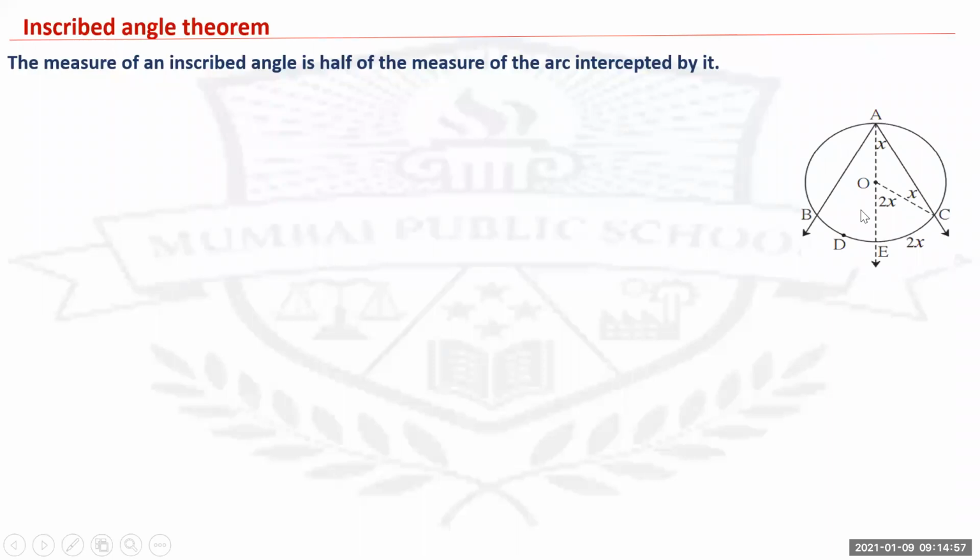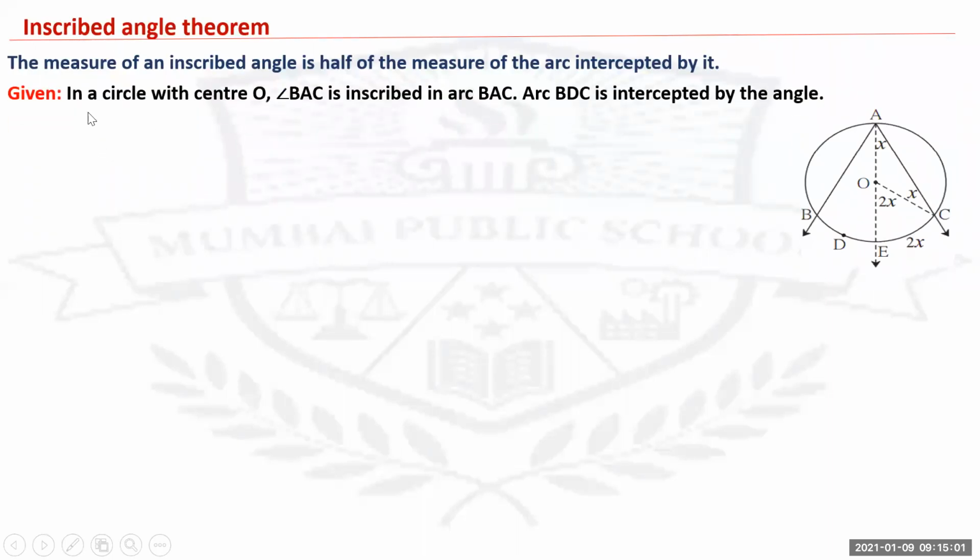This is the figure of this given. In a circle with center O, angle BAC is inscribed in arc BAC. Arc BDC is intercepted by the angle. So, to prove that angle BAC is half the measure of arc BDC.